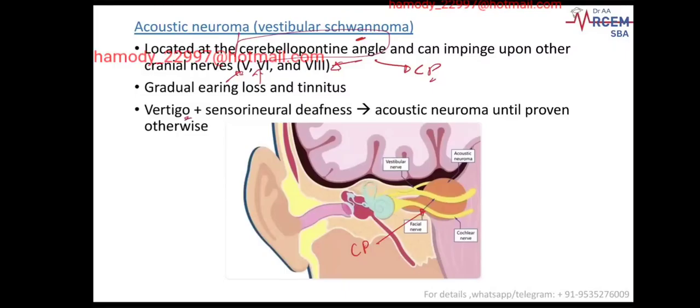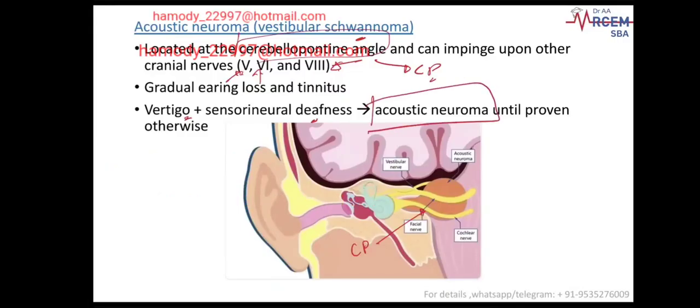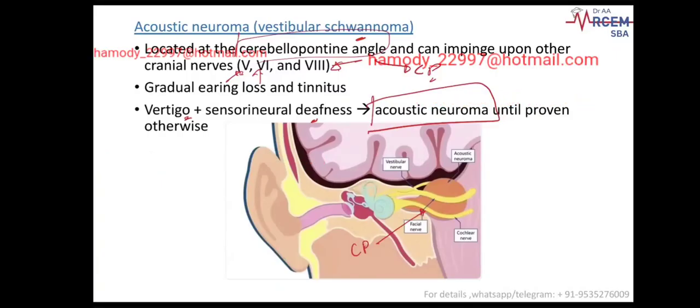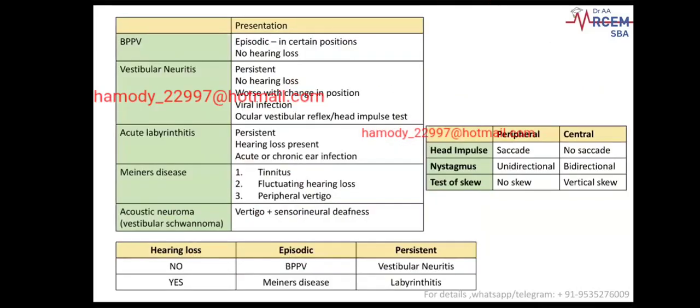Classically, they will have a spinning sensation with sensorineural deafness. If present, you need to always think of acoustic neuroma, and they usually develop over months, if not years. Not like something which happens rapidly. If something happens rapidly, it is unlikely to be an acoustic neuroma. If it develops over months and years, think of an acoustic neuroma. Look out for other cranial nerve involvement. Look out for sensorineural deafness.